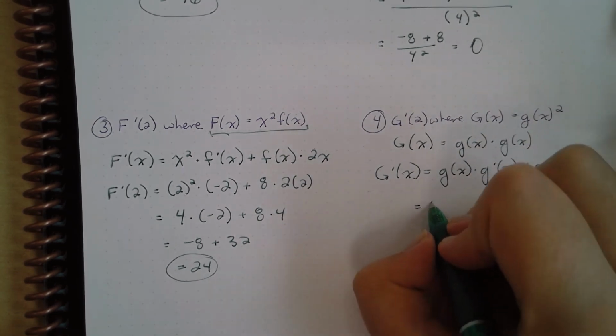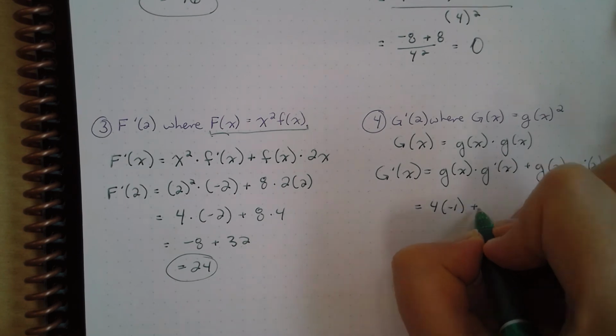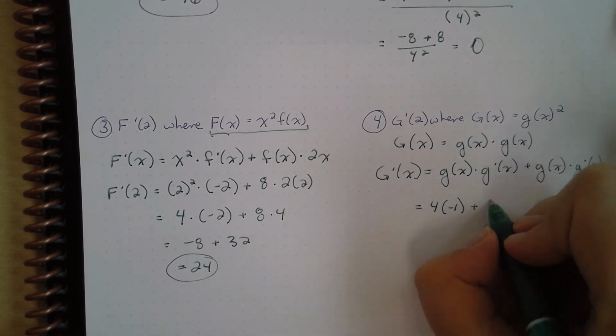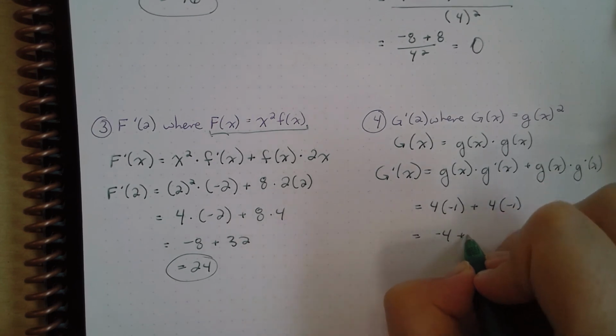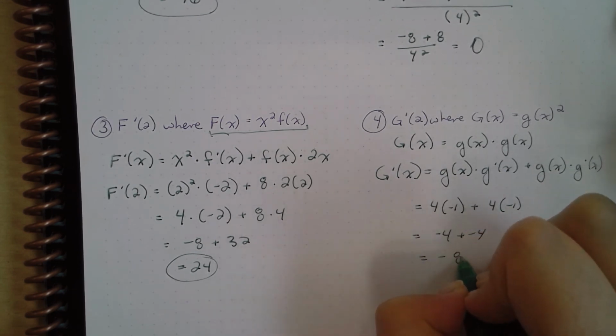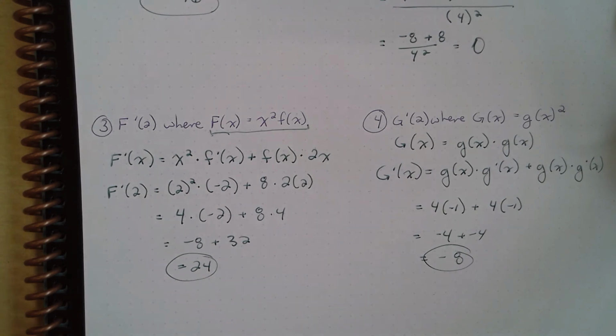So this is going to be equal to 4 times negative 1 plus 4 times negative 1, which is equal to negative 4 plus negative 4, which equals negative 8. And that's it. That's the product and quotient rule in action.